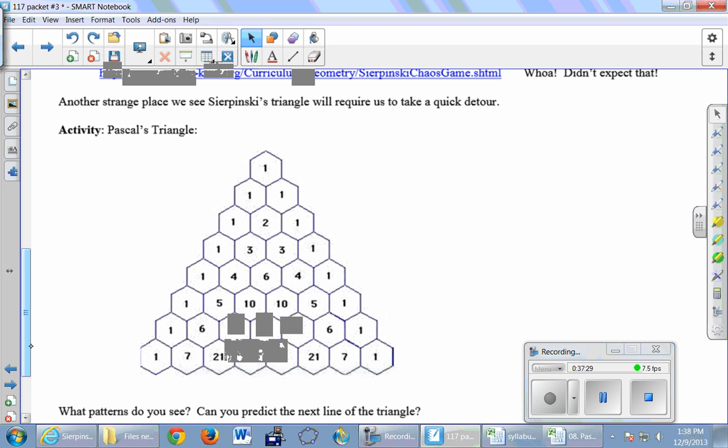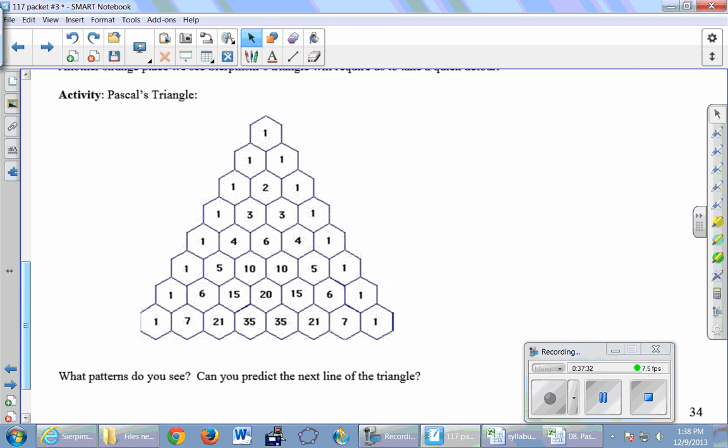Something called Pascal's triangle. So here is Pascal's triangle. Raise your hand if you've seen Pascal's triangle before. Just a couple, that's fine. Okay, so there are a lot of patterns inside of this triangle. Pascal was the name of a philosopher or mathematician back in the, don't quote me on this, 15th century. And so there's this triangle that he studied. He didn't actually invent it, but his name is associated with it.